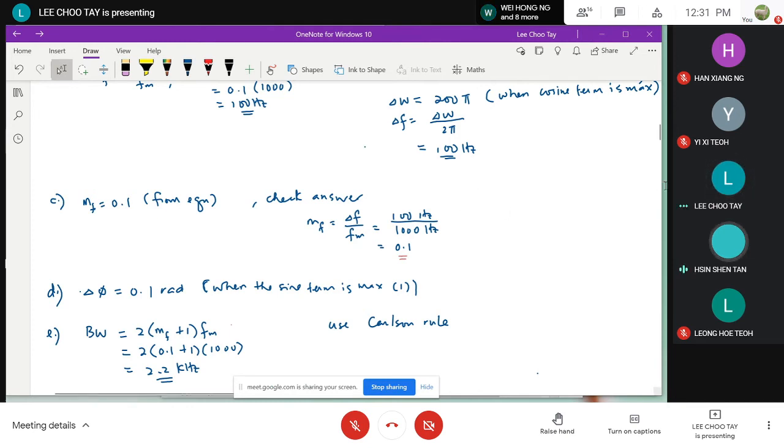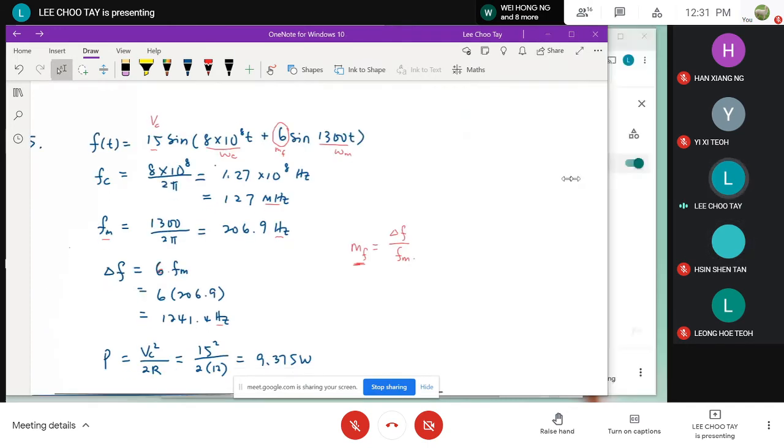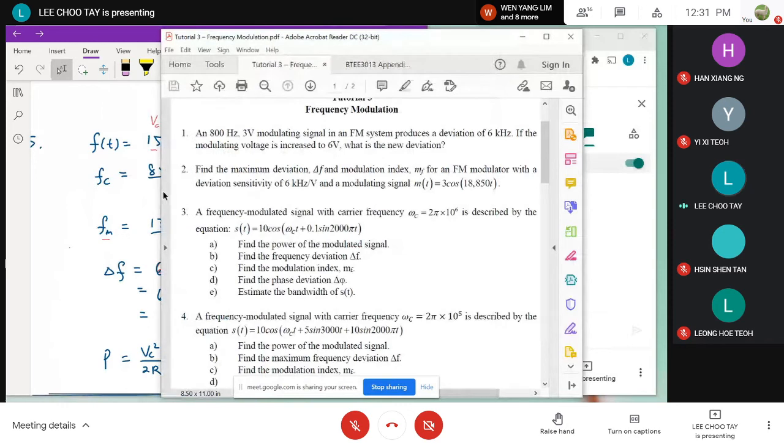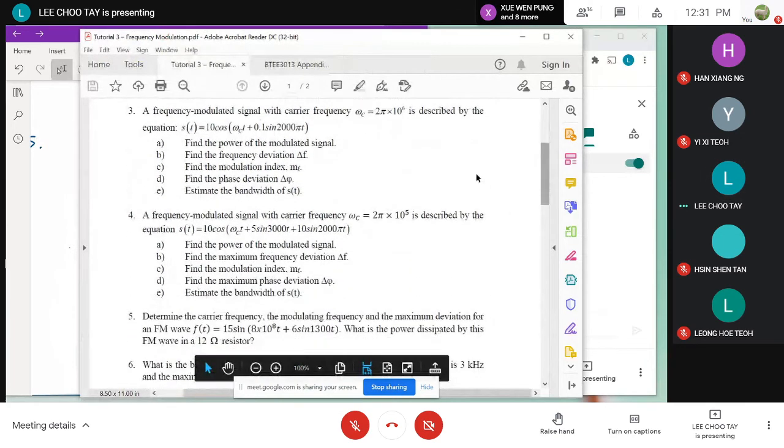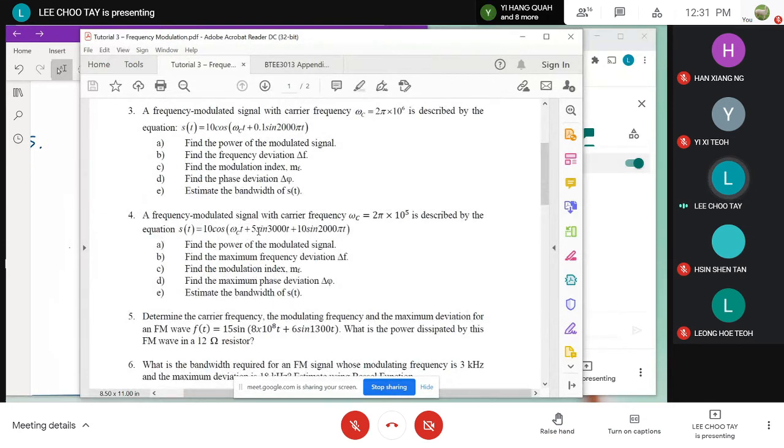Let me talk a bit on question 4 first. In question 4, you can see that your FM signal now contains two frequencies as far as your modulating signal is concerned. So the modulating signal now consists of two frequency components. Therefore, you cannot say this is MF or that is MF. Neither one of them is MF.